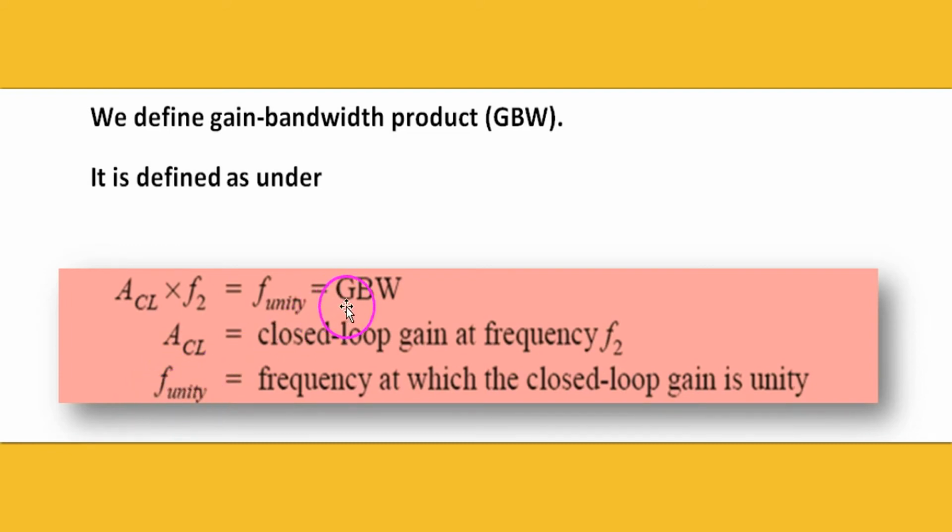So the gain bandwidth product is important because this factor is constant for a given op amplifier. It means if the closed loop gain is low, f2 will be high, the maximum frequency at which the op amplifier gives a good response. So if the gain is low, this will be high. If the gain is high, then f2 will be low. But the product remains constant.